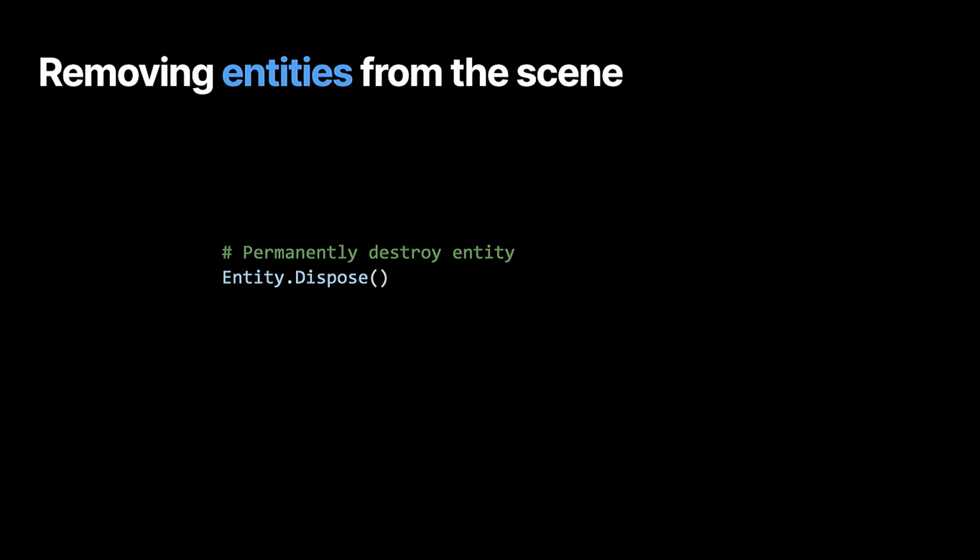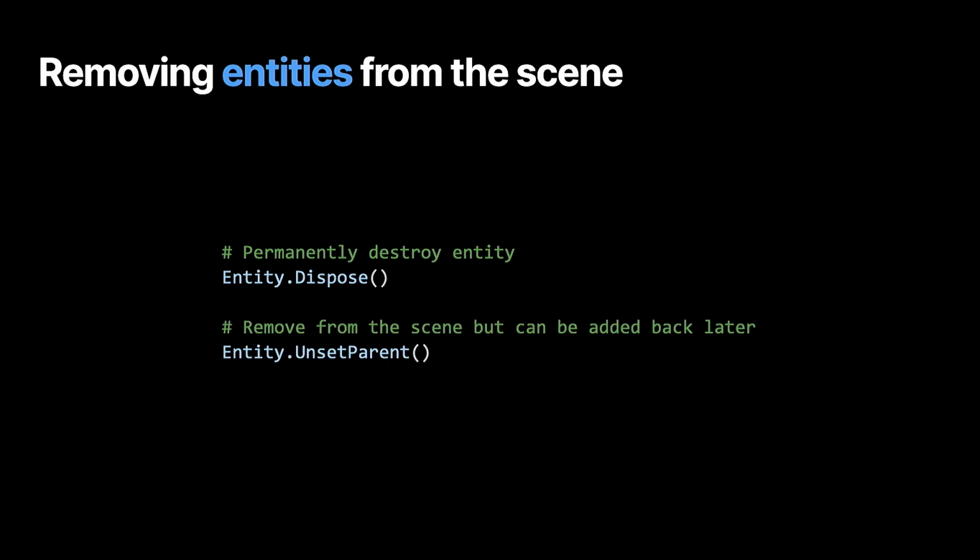So you can get rid of the entire chain. You cannot add them back if they've been disposed. This is a nice way to tell the system, I don't need this anymore. Please free up resources. Don't worry about holding all the memory up. But you can also unset the parent. And this will remove it from the scene graph tree. And then later on, you could add it back. So if you wanted to temporarily remove something from the scene, wait a few seconds, and then bring it back, you can do it that way.